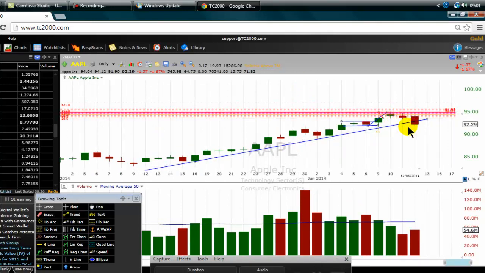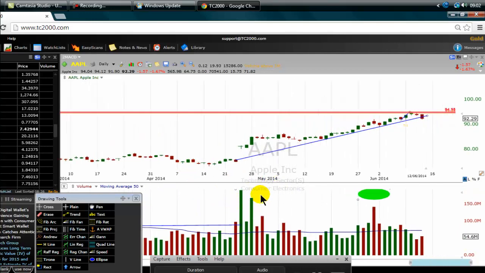This week, on the daily chart, it was in a zone of 94 something. But look, today it's 92.29. You see? This is what we are talking about. It's just there. Those buyers here, the majority of them have already come out.